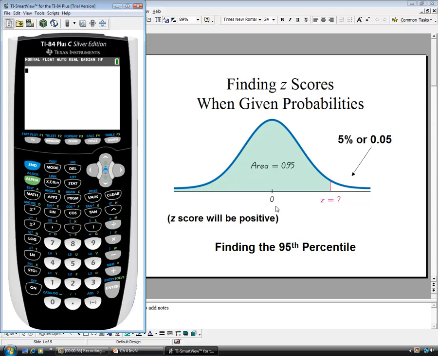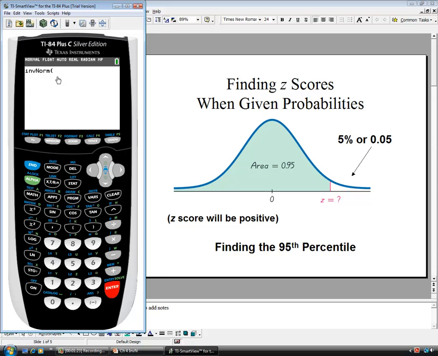We use the normal CDF function in the calculator to determine the area between two values. We're going to use the inverse norm function, the one right below it in the calculator, when we're given an area. So second vars gives us the distribution menu. Number 3 is the inverse norm. So the inverse norm is when all we have is an area and we're looking for a z-value.